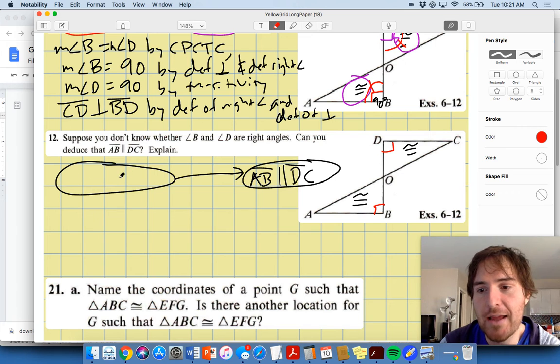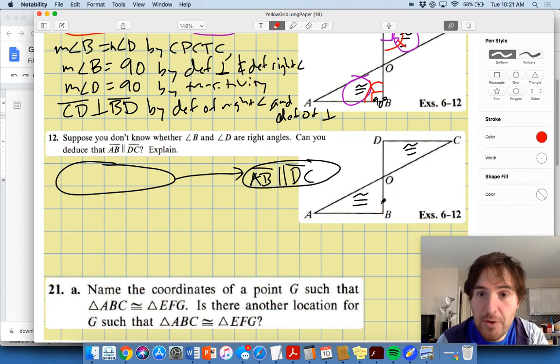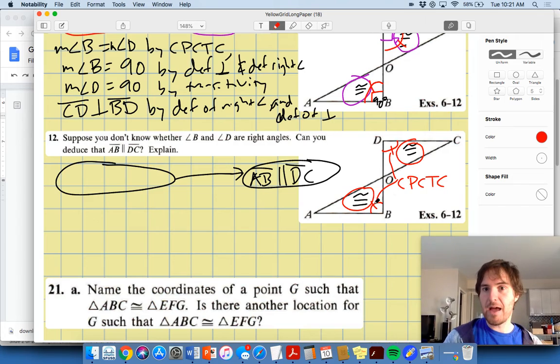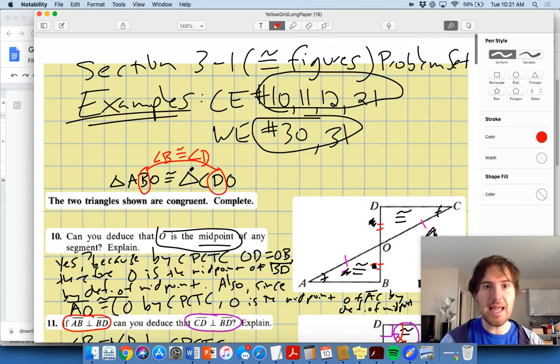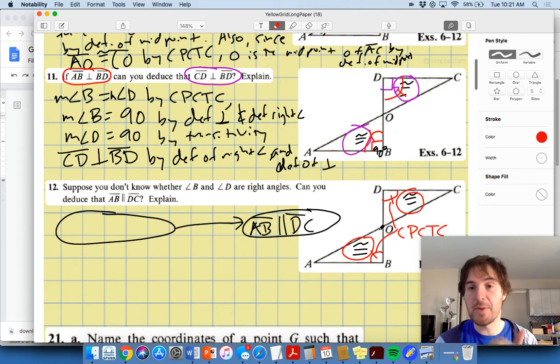So we don't know if they're right angles, but we do know that these would have to be congruent to one another by CPCTC, because these right here, that one and that one, B and D, remember, are corresponding angles of congruent triangles. So by CPCTC, we know that they're congruent to one another.